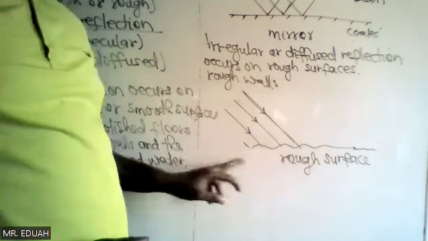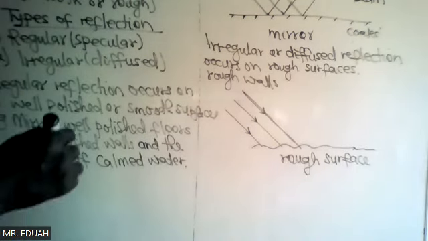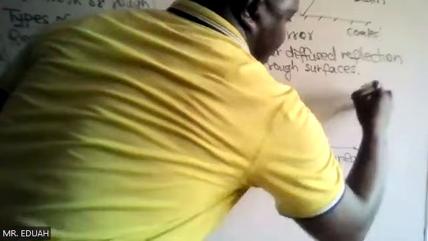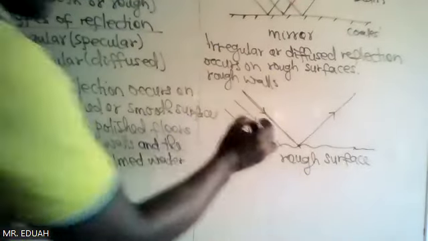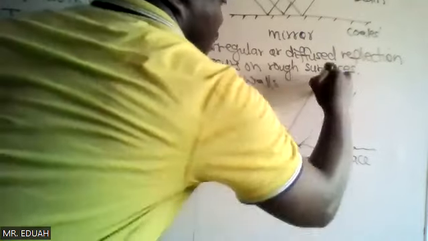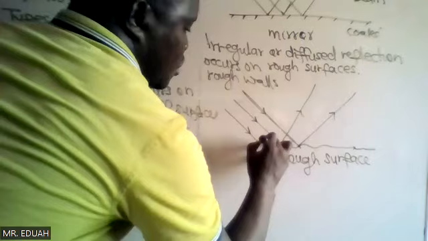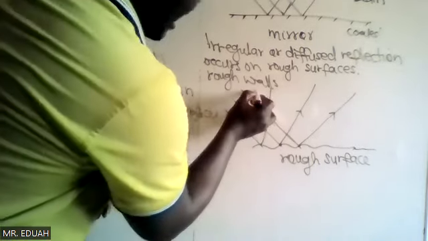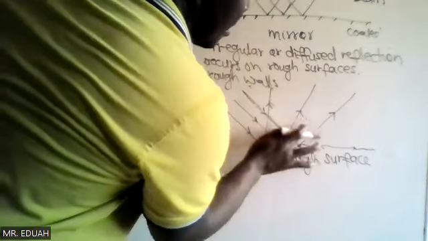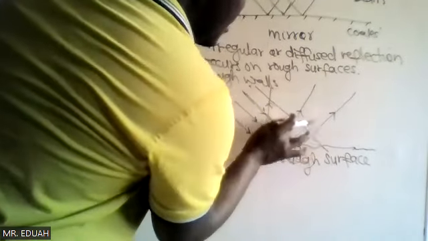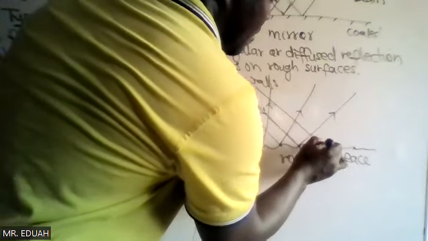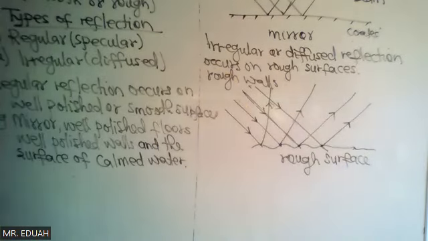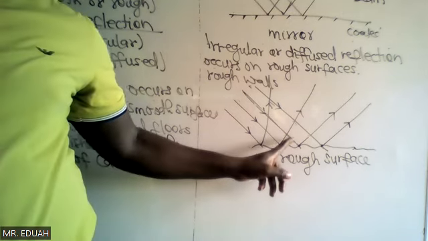But because the surface is not regular or smooth, each and every ray will have a reflection. This will also produce a reflection, and this would also produce its own reflection. But the difference here is that the reflection is scattered.